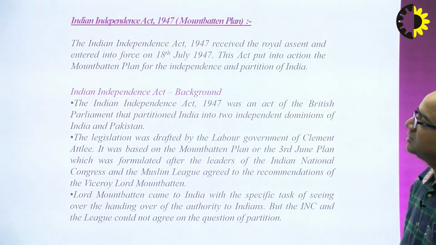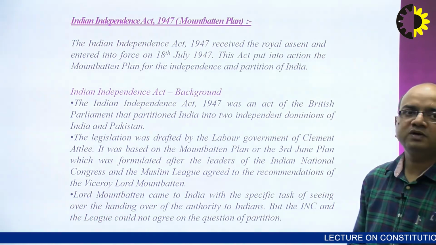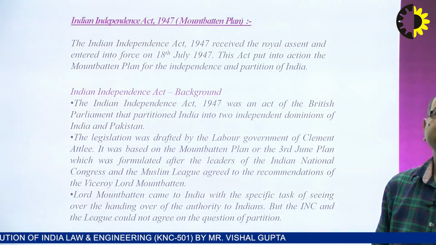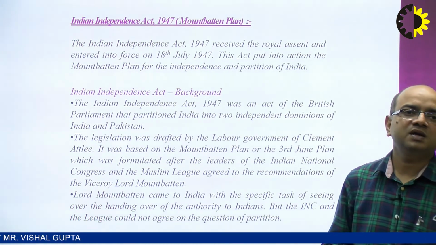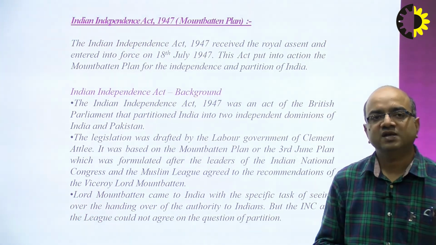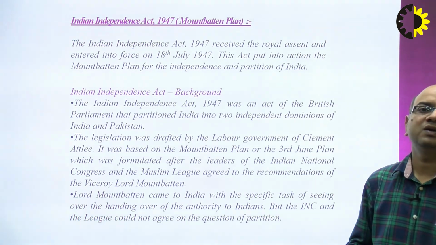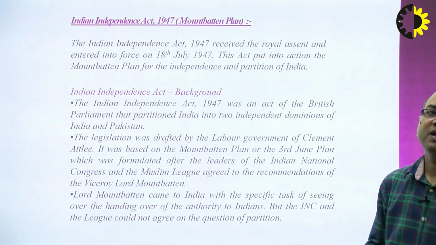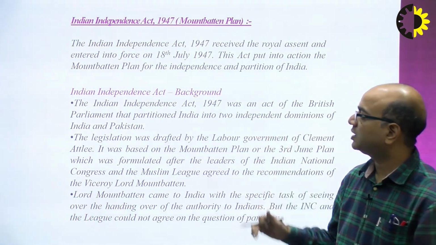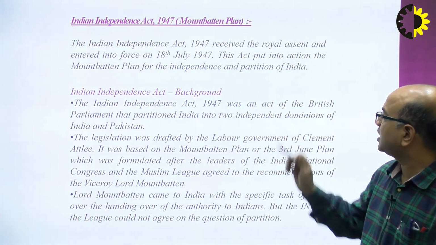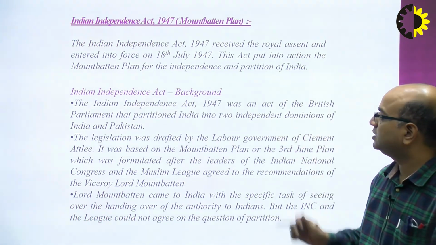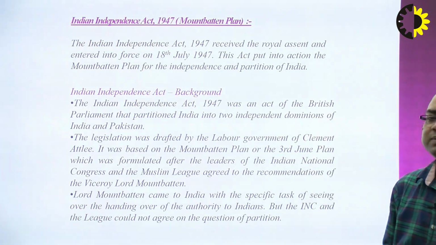Then next is the Indian Independence Act 1947. So the Indian Independence Act 1947 received the royal assent and entered into force on 18 July 1947, and this act put into action the Mountbatten Plan for the independence and partition of India. If we talk about its background, it was an act of the British Parliament that partitioned India into 2 independent dominions of India and Pakistan.